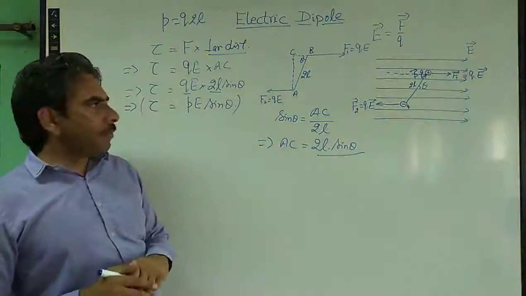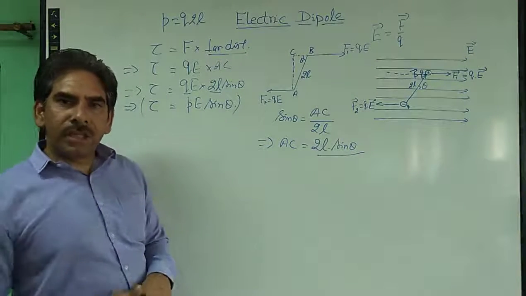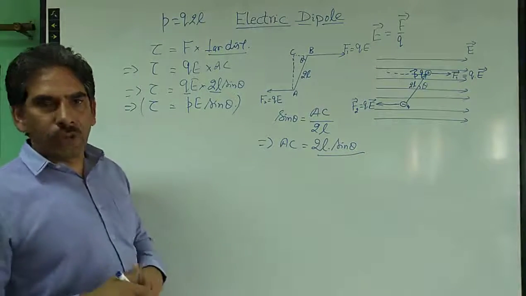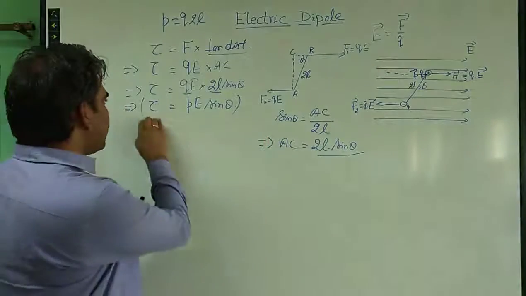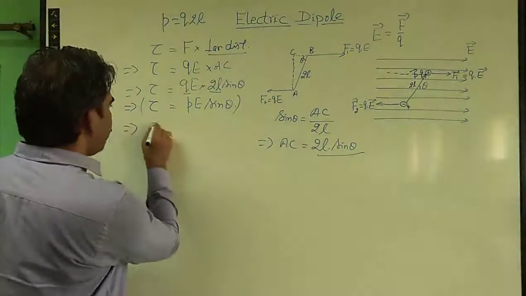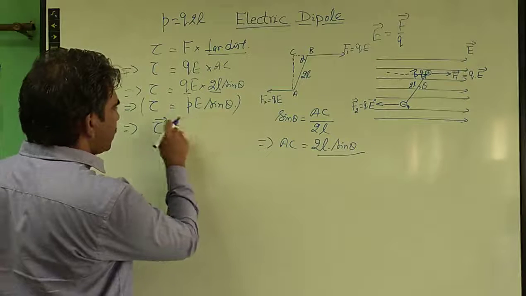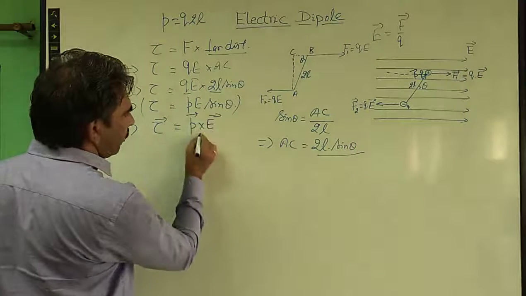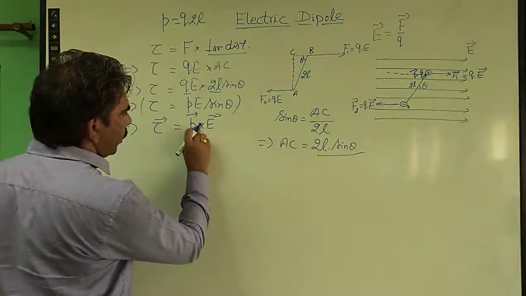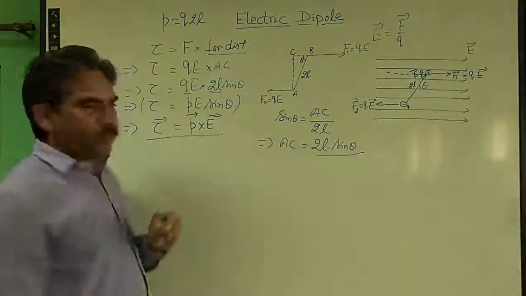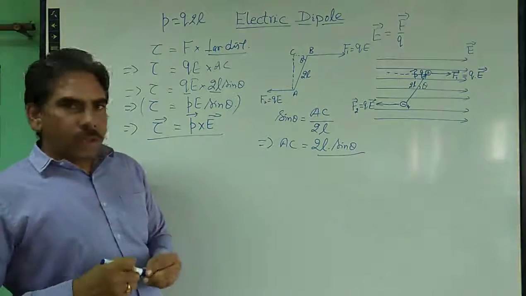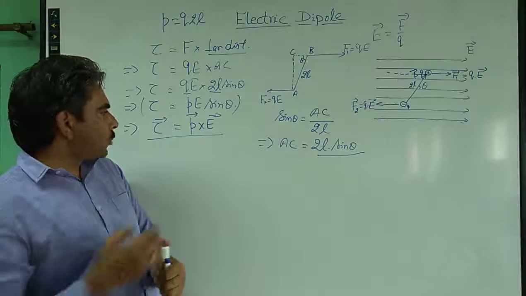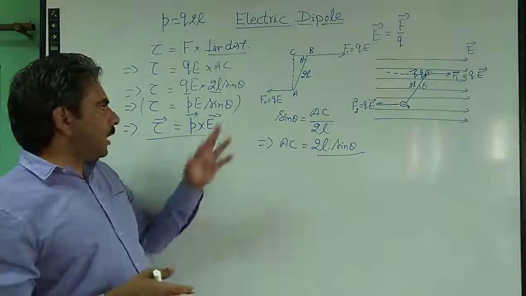And what about direction? Because it is rotating, the direction of this quantity can be known by the right hand screw rule. For that, I am representing this torque in vector form. In vector form, this quantity is given as P cross E, where P cross E is the vector product. So how do we find the direction of torque? Because it is a vector quantity, the magnitude we have already written here.